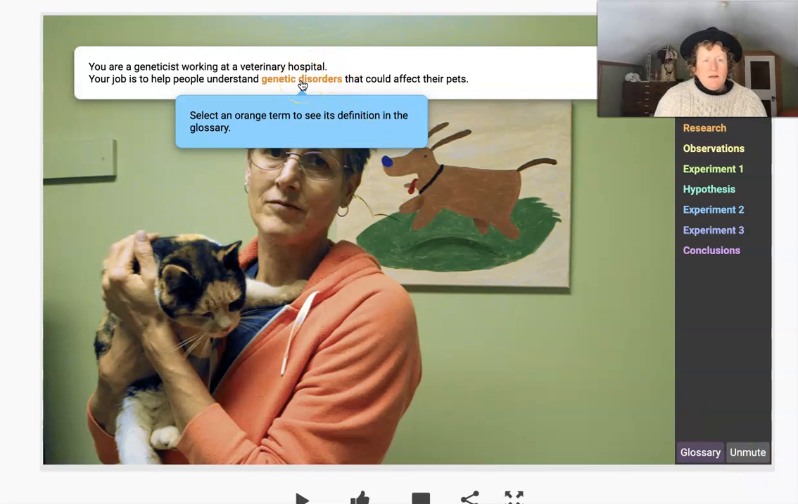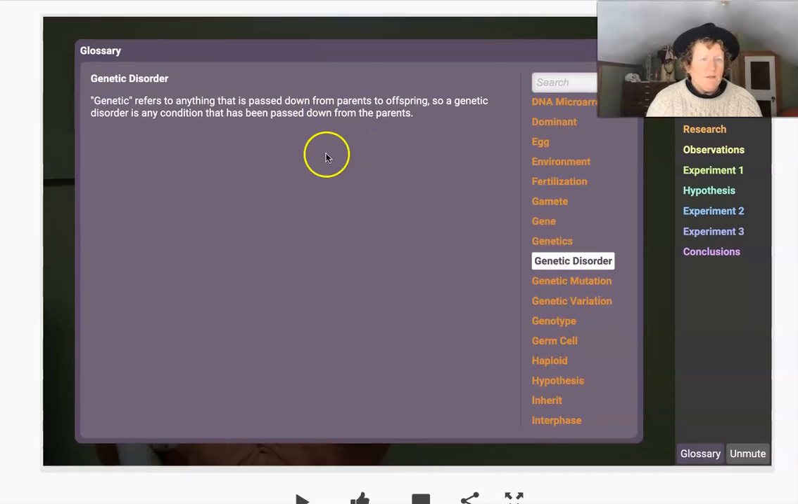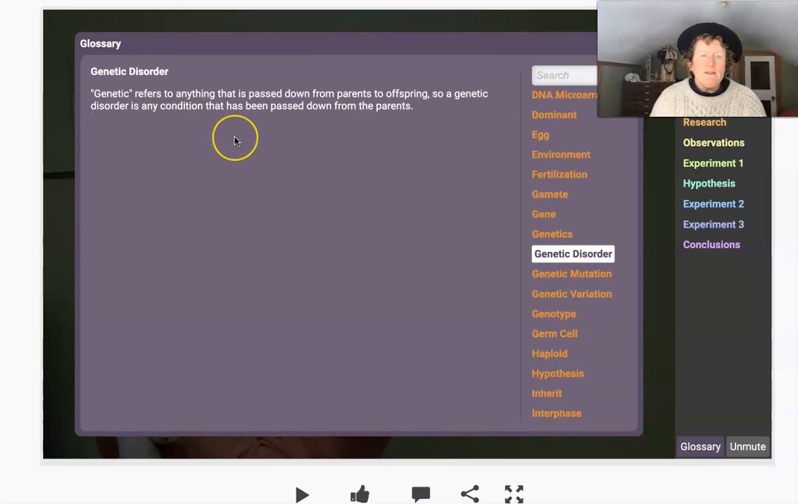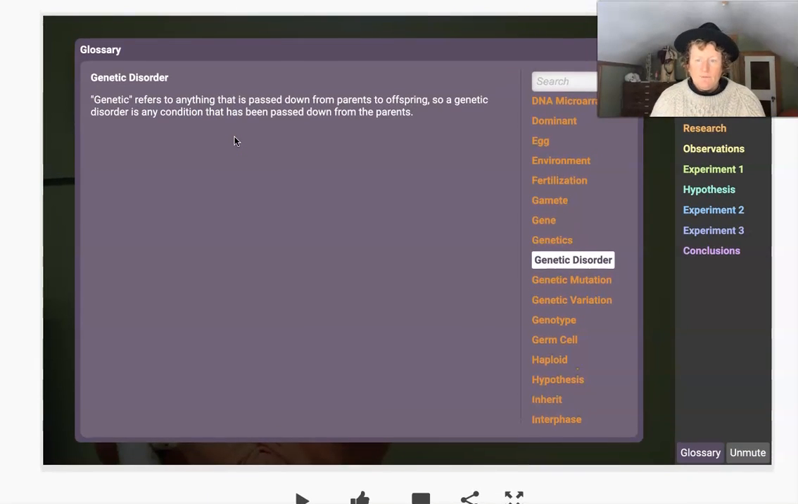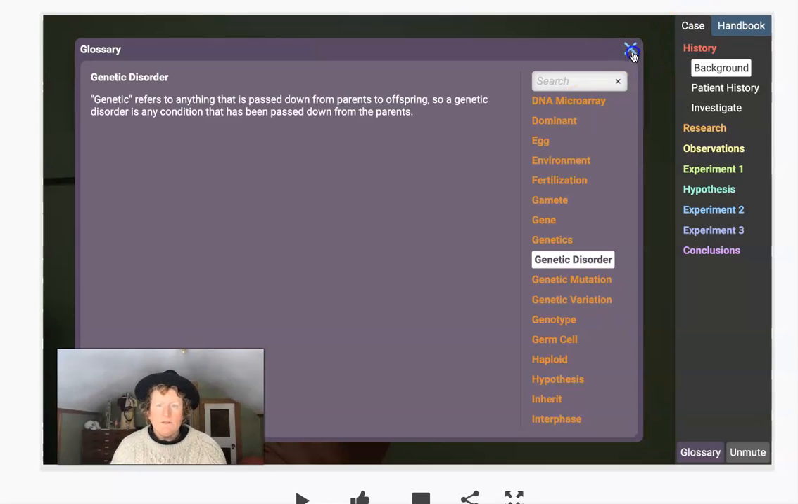We're going to look at genetic disorders. We're a geneticist, someone who studies genetics, and we happen to be working at a veterinary office. Genetic refers to anything that's passed down between parents and offspring. So a genetic disorder is any condition that has been passed down from parents to their offspring. We can just click the X here.